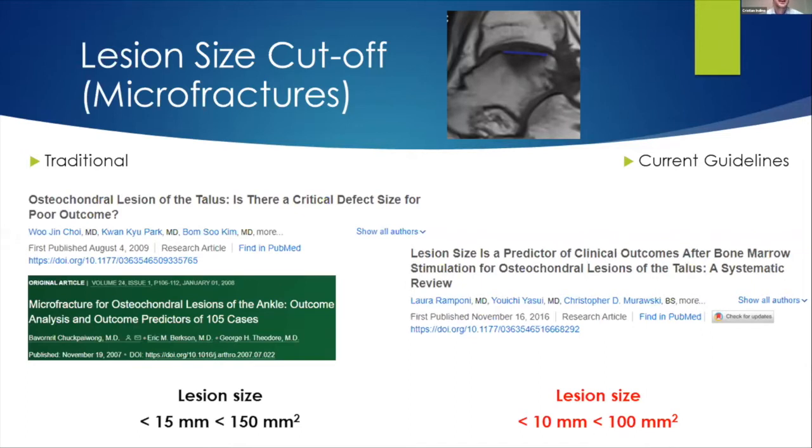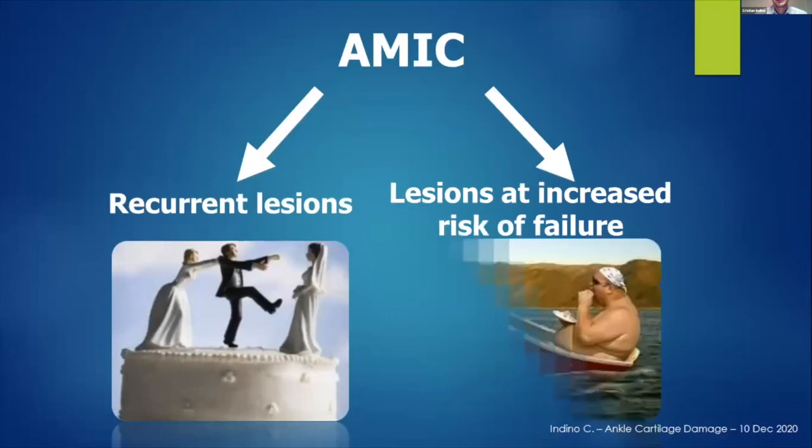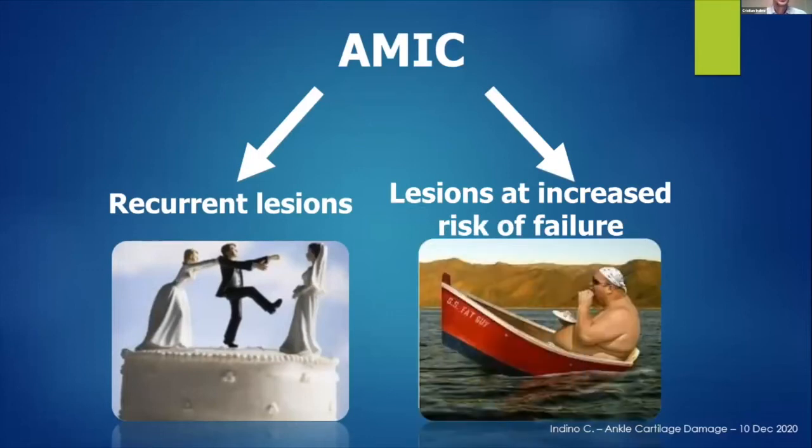The principal factor that predicts the outcome of microfractures is the lesion size, and the cutoff of the lesion size has decreased more and more during the last years. In fact, during the first decade of the millennium, the cutoff of the lesion size was 1.5 square centimeters, while nowadays the current guidelines indicate a cutoff of 1 square centimeter. So to address the lack of efficacy of microfractures, other surgical techniques have been proposed, and autologous matrix-induced chondrogenesis is one of these. It is indicated in recurrent lesions and for lesions that are at increased risk of failure.